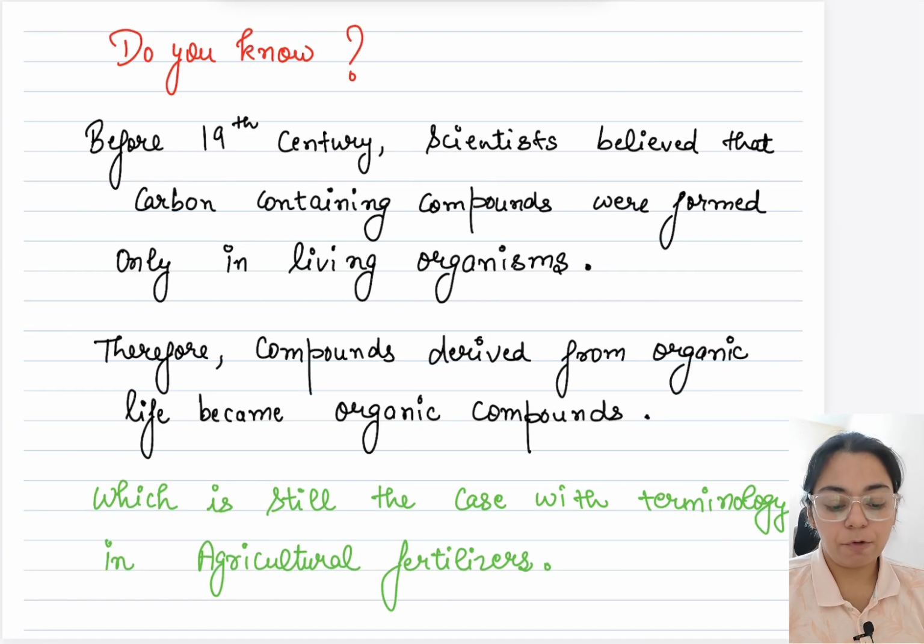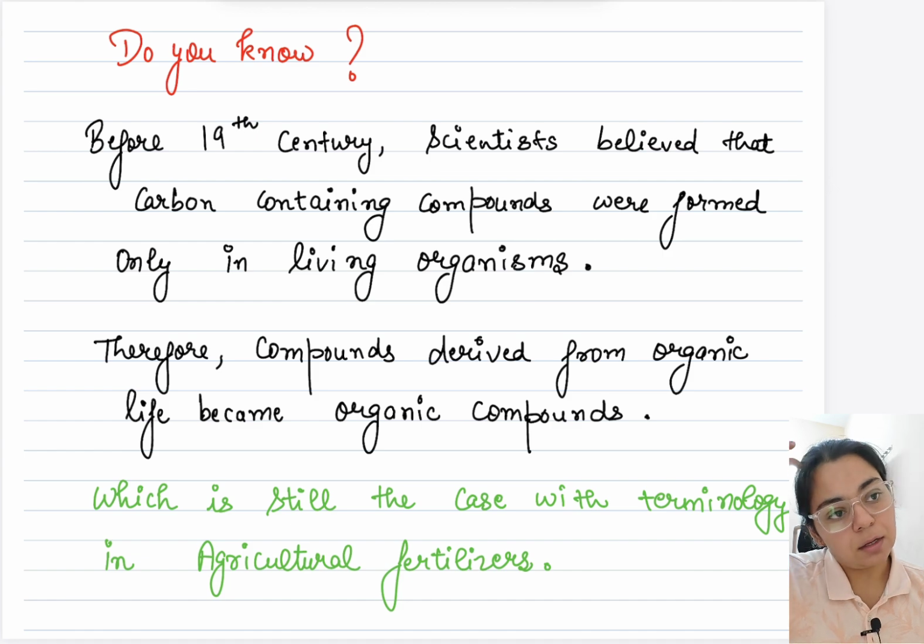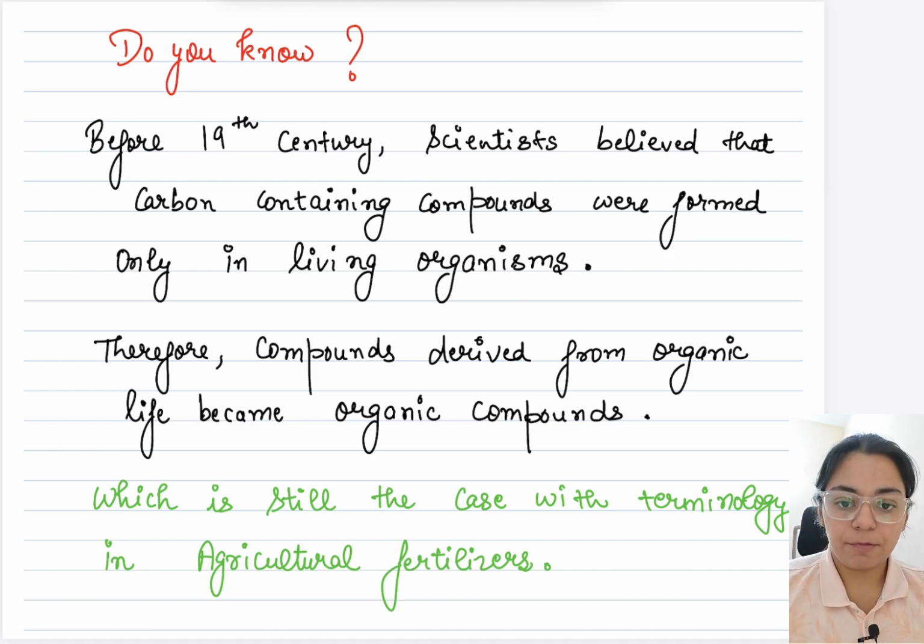So, before we talk about that, before the 19th century, the scientists were of the point of view that anything that is organic has to come from living organisms. So any compound that is organic will be coming from living things only.